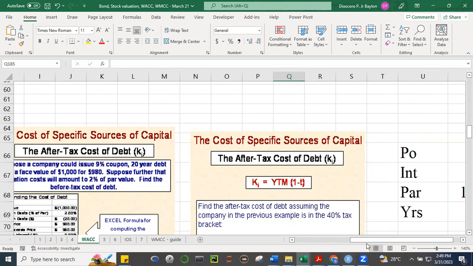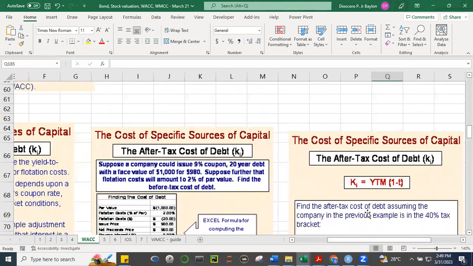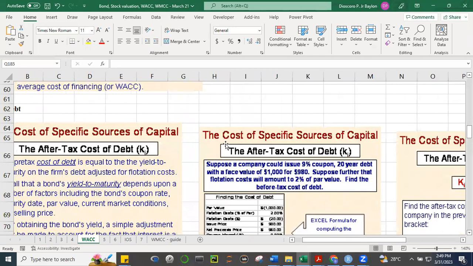Now, why is it that debt is netted against tax? Why do we use the after-tax cost of debt? If we don't use the after-tax cost of debt, then the cost of debt will be higher. But when we subtract the tax component, then the cost of debt will be lower. So the after-tax cost of debt will be lower than the before-tax cost of debt.